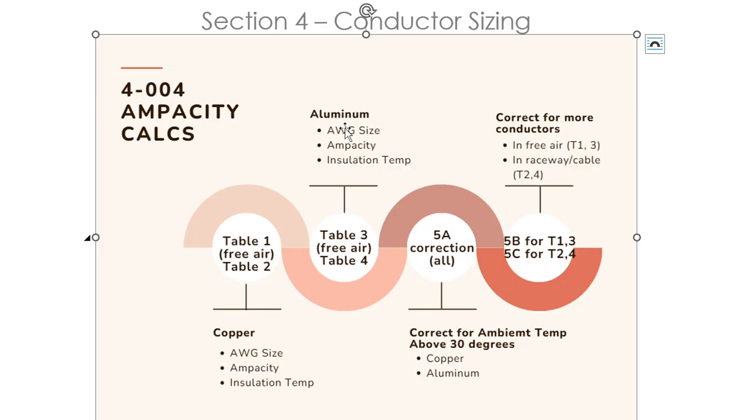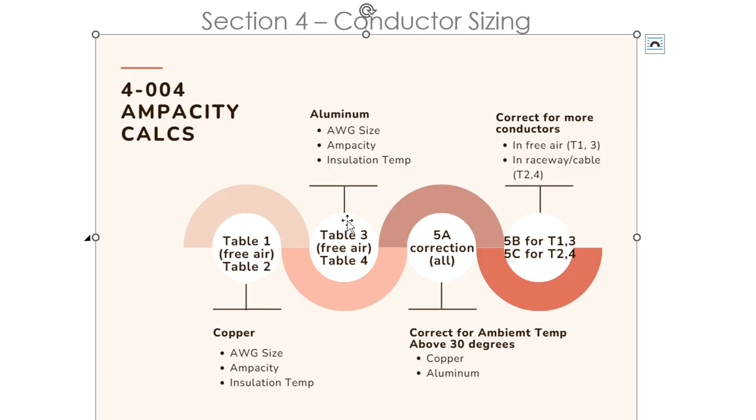So if you know what gauge of wire you're working with and which insulation temperature you're working with, you can find the ampacity, or the amount of current that you're allowed to run on that size of wire for that insulation temperature. So it's your maximum current. You would use table 1 and table 3 if your installation is in free air. You would use table 2 and table 4 if you're installed in a raceway or something else that is constricted, like inside cable. So copper is table 1 and 2 for free air and raceway. Aluminum is table 3 and 4 for free air and raceway.